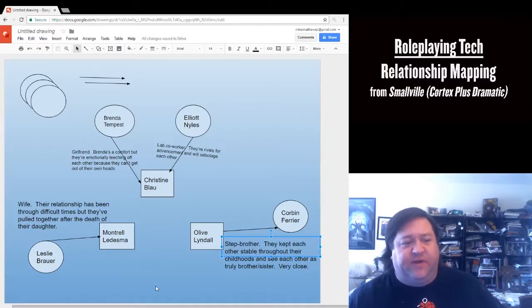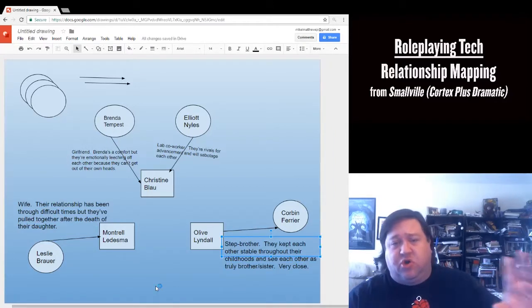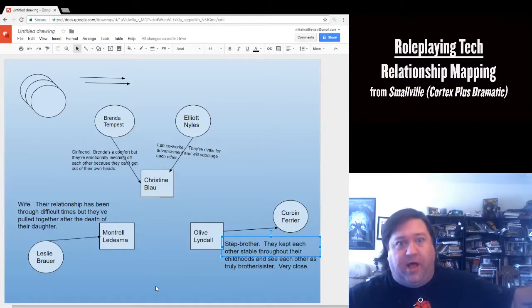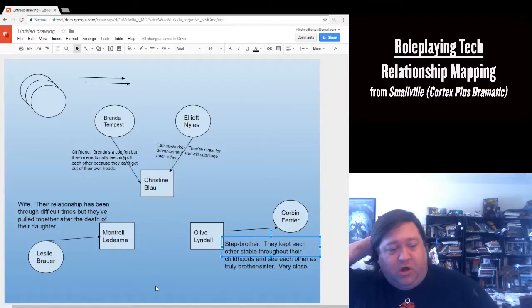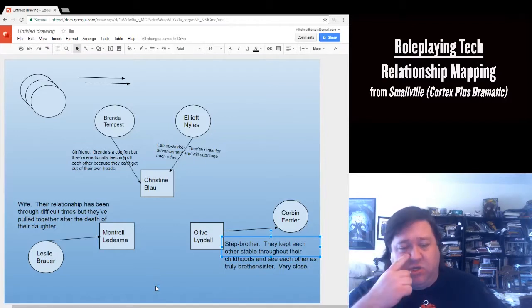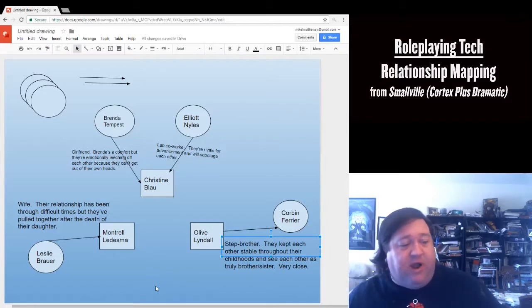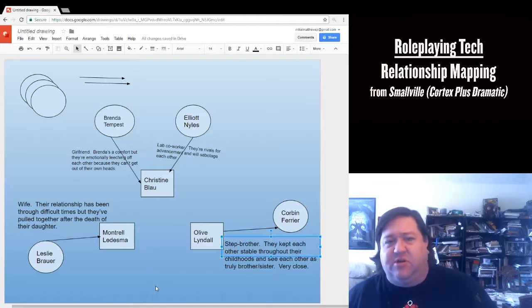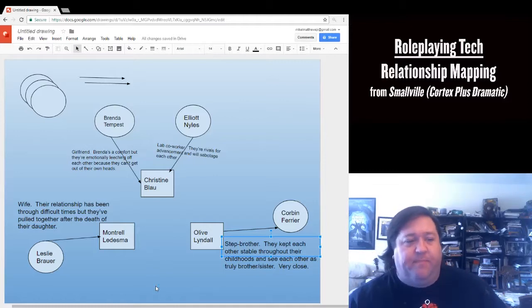Now, if you're actually doing this for real, Google Drawings works really well on here, but you make the canvas you're creating it on a whole lot bigger so that you're able to put all of these things in, and I'll show you what a relationship map fully formed looks like at the end of this. I've decided to make Montrell's wife Leslie Brower. The relationship has been difficult at times, but they've pulled through together after the death of their daughter. So they've had their rough times, but the relationship is better off for it.